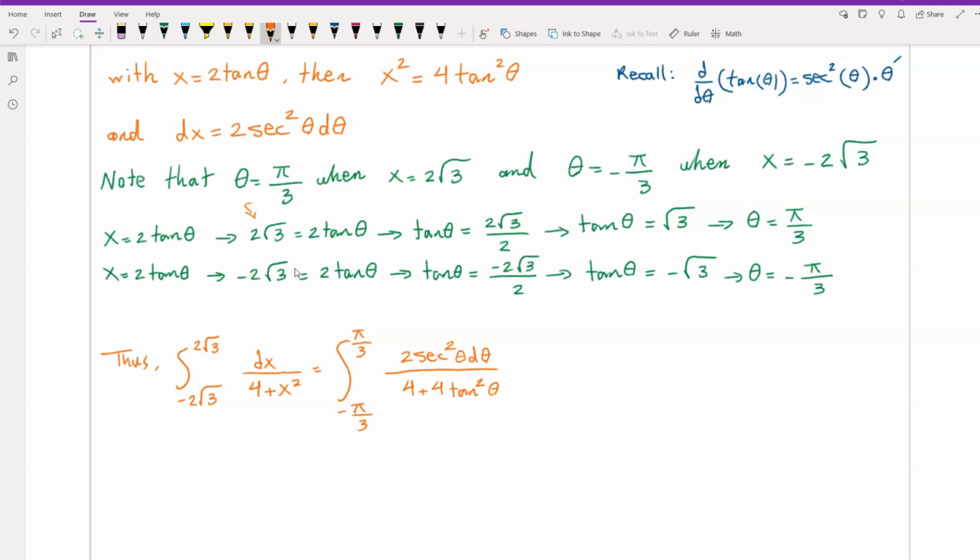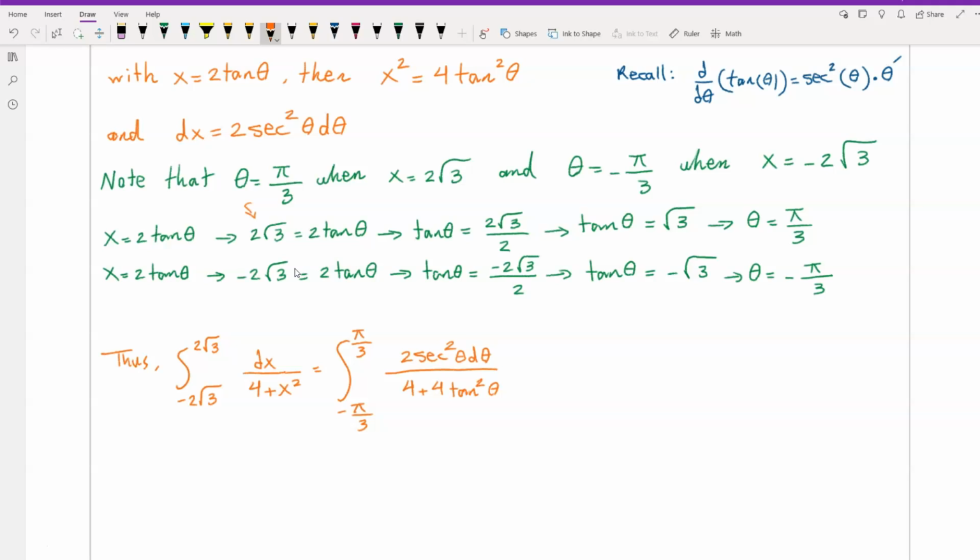And here we have negative 2 times the square root of 3 equal to 2 times tangent theta. So when we have x equal to negative 2 times the square root of 3, theta is negative pi over 3. And that is because tangent of negative pi over 3 is equal to negative square root of 3. So based on that, theta is negative pi over 3.